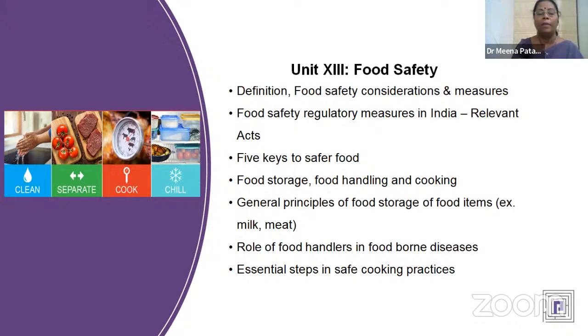So how to thaw that food, how to reheat that food, and how long can we do repeated reheating? All these you will learn here. Then the role of food handlers and foodborne diseases.